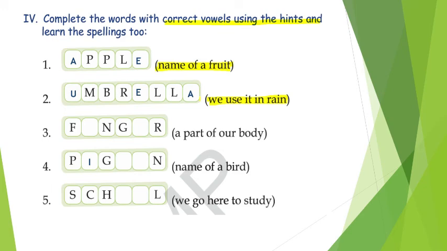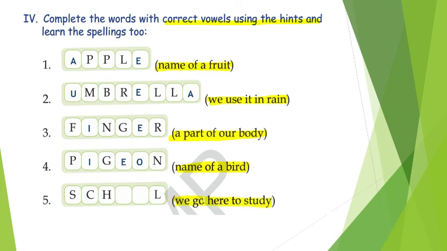I will ask all these spellings later on during the oral test, alright? Now for the third one, we have a hint, and the hint is a part of our body which starts with F. So it can be finger, right? So F-I-N-G-E-R, finger. Finger is the correct spelling here. And the fourth one we have name of a bird. What can be the name of a bird here? It is pigeon. P-I-G-E-O-N, pigeon.